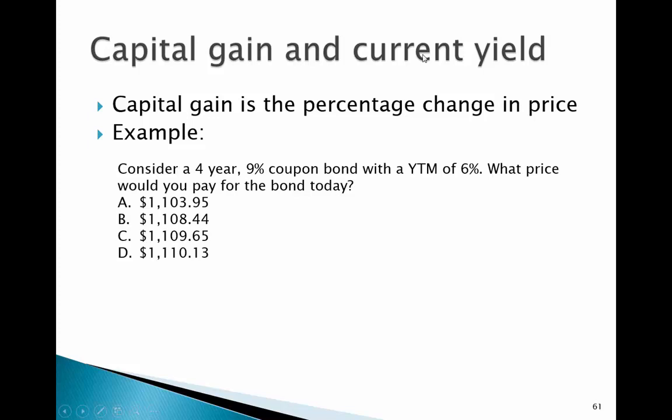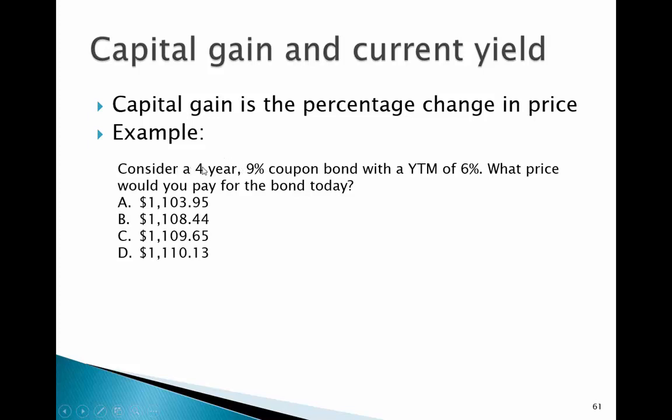We've already talked about current yield. Just to remind you, it's the coupon divided by the price. So you can see there are two ways to make money from a bond. You sell it at a higher price, and the other way is you collect the coupon payments. These two together add up to the total return that you get from owning that bond. So let's go through the example here, which will probably make it a little clearer.